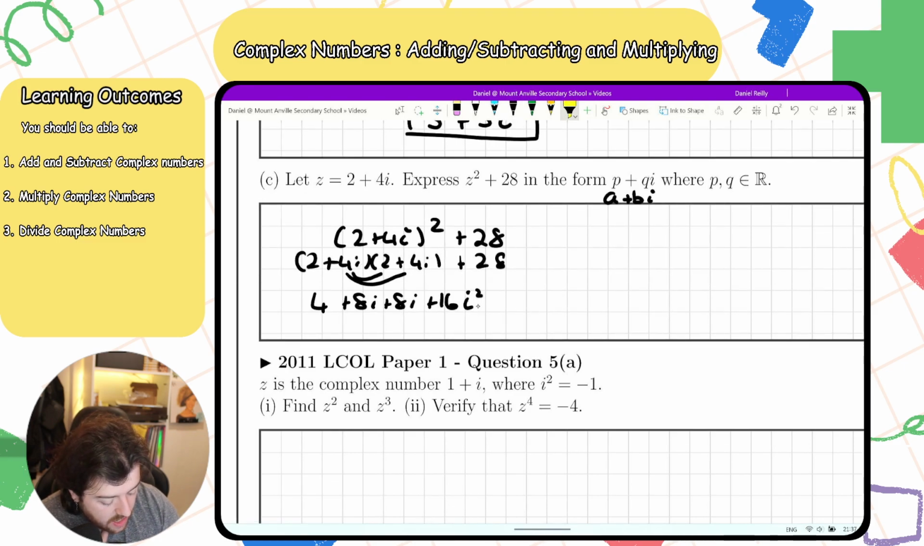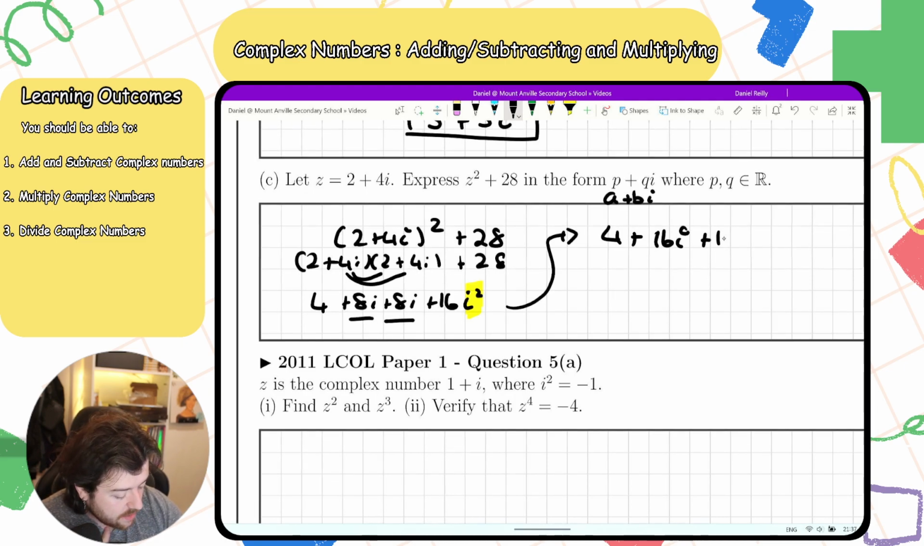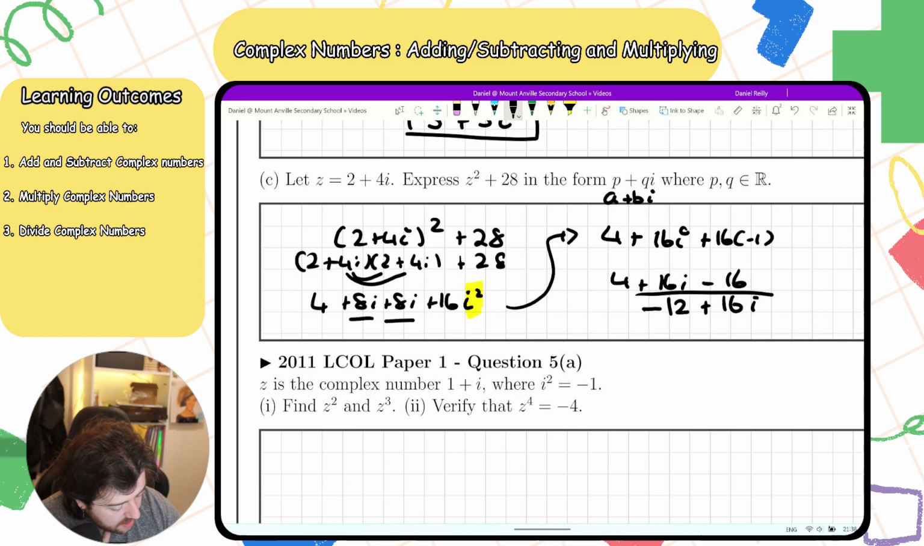Right? So i times i is i squared. That is going to go to a minus 1. So I'm going to have 4 plus 8i plus 8i is 16i. 16i squared is going to be 16 times minus 1. So 4 plus 16i minus 16 is going to be minus 12 plus 16i. There's our answer there.